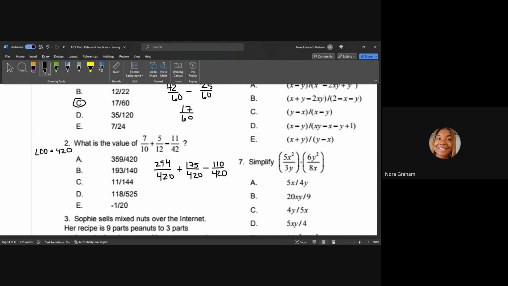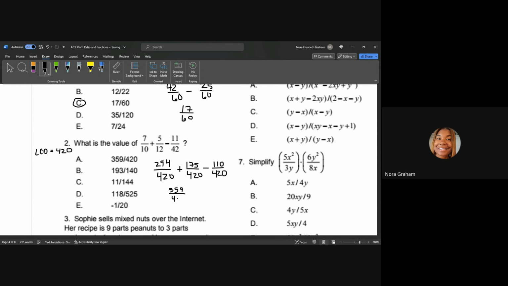Okay, now that my fractions all have the same denominator, I can go ahead and just do simple arithmetic with my numerators. So 294 plus 175 minus 110, that's going to give me 359 over 420.